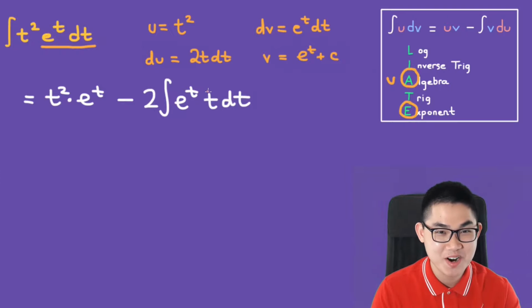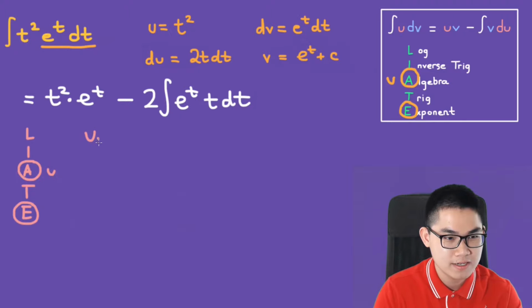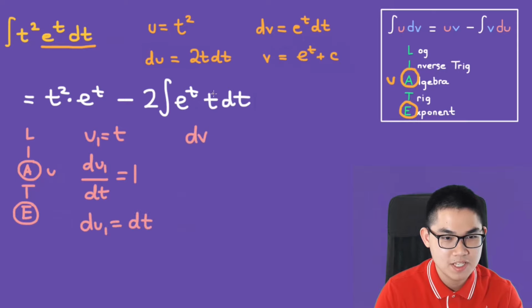To solve this integral, we have to use integration by parts again. So let's use the acronym LIATE. We have exponent, and then we have a t, which belongs to algebra. So this will be the u. So let u1 equal t. So du over dt is equal to 1. So du is equal to dt. How about dv? So we chose the t to be u. So dv has to be e to the power of t dt.